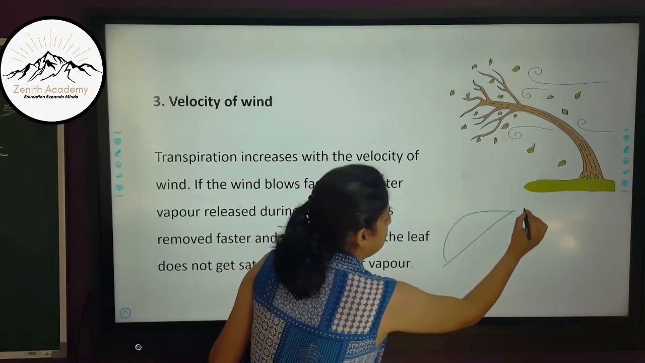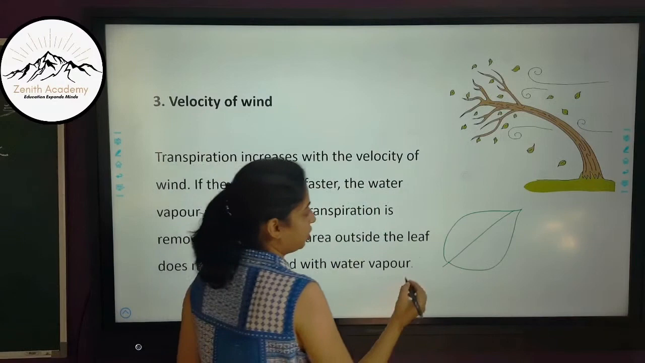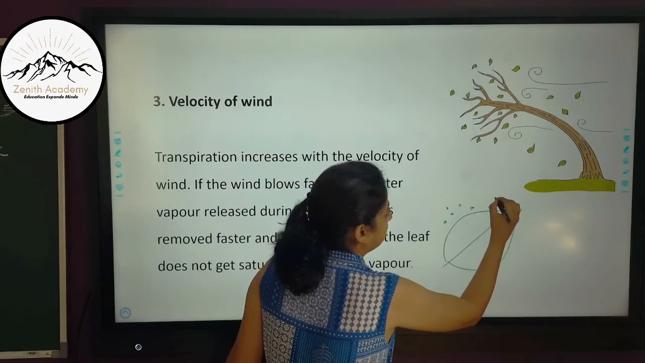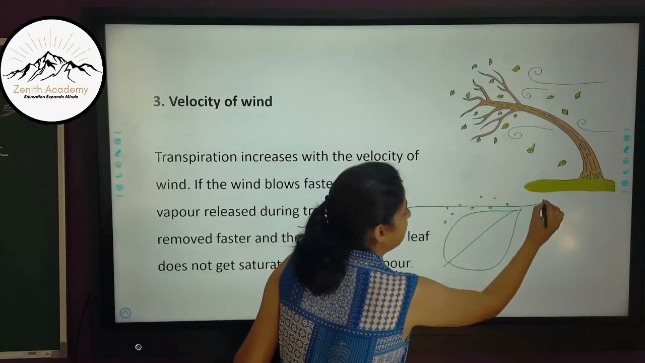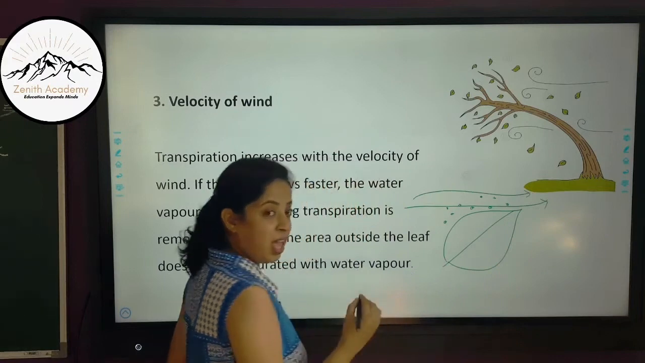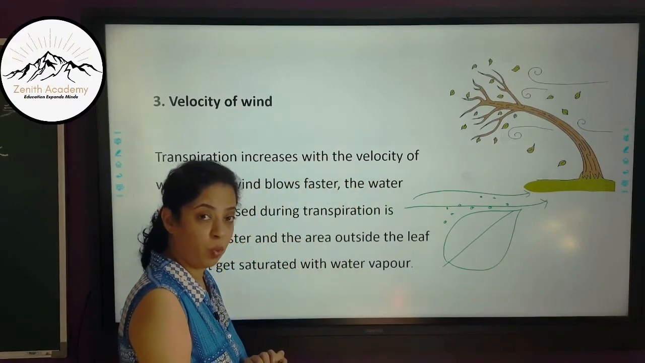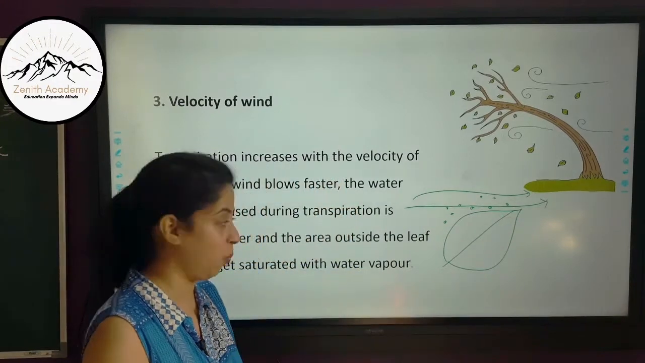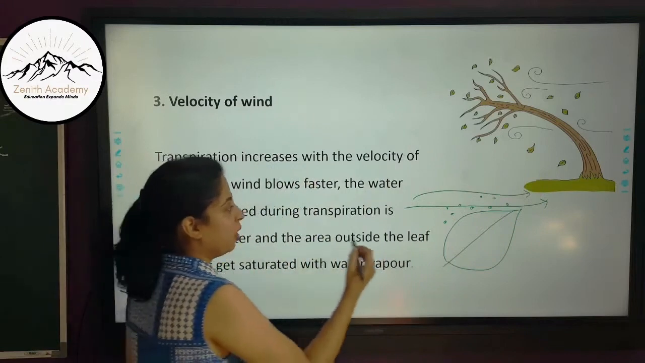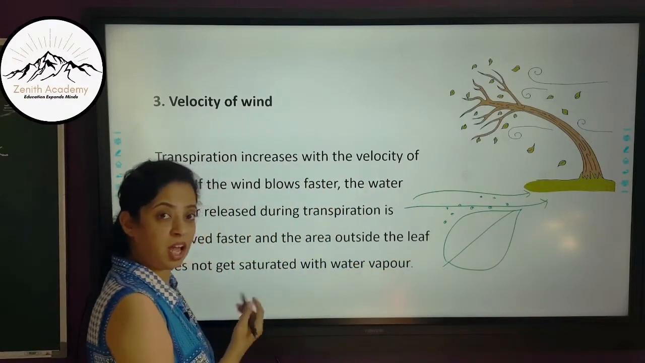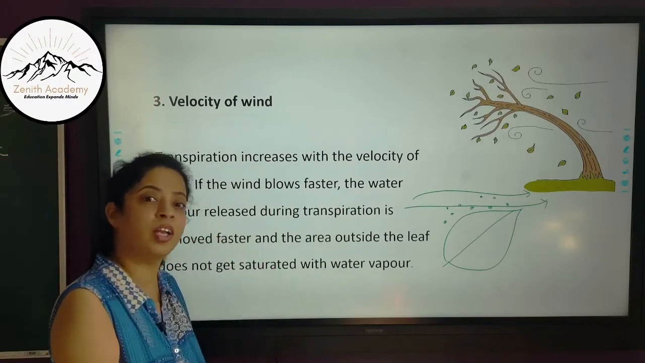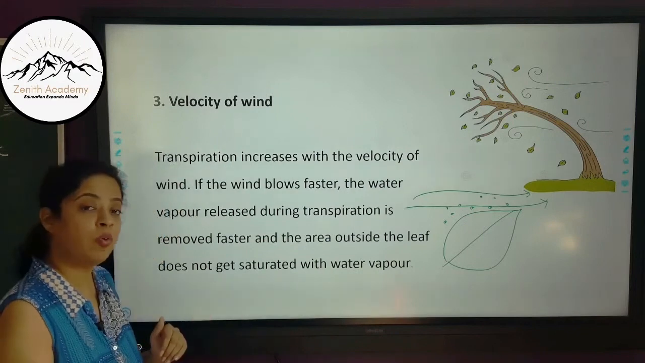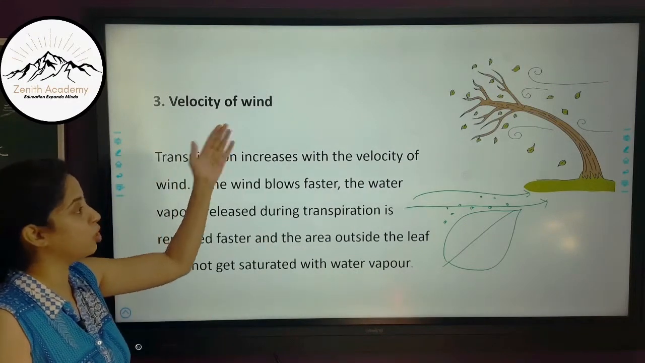Similarly, if you see, this is a leaf. When transpiration is happening, there is more amount of water vapor near the leaf. So when the wind is blowing, it will take this moisture along with it, and the air does not become saturated with water. If the air around the leaf is saturated with water, transpiration becomes slow. So if the velocity of wind is higher, then the moisture around the leaves is removed faster. The air is not laden with moisture near the leaves, and hence more transpiration can occur. So we can say that transpiration is directly proportional to velocity of wind.